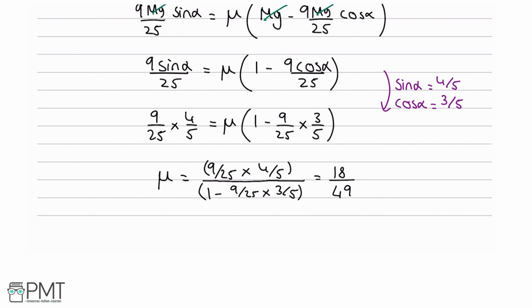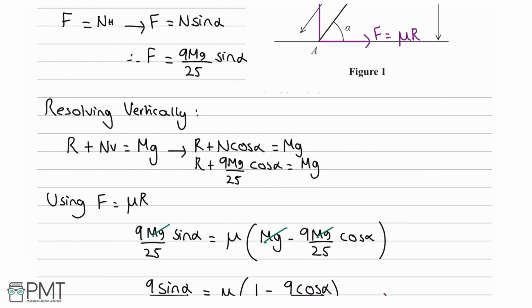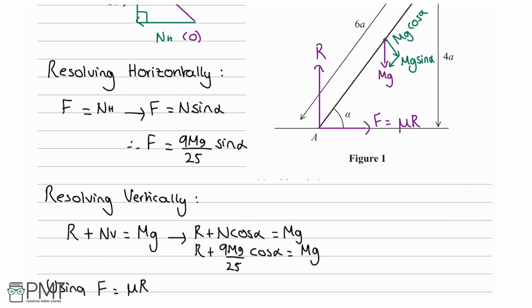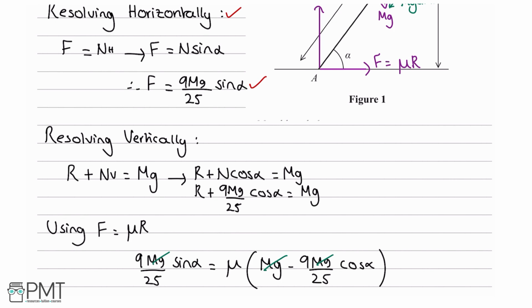So this part is worth 7 marks. Your first mark comes from claiming you're going to resolve horizontally. Your second mark comes from correctly getting that F is 9 mg over 25 times sine alpha. Your third mark comes from stating you're resolving vertically. Your fourth mark comes from getting that R plus 9 mg over 25 cosine alpha equals mg.